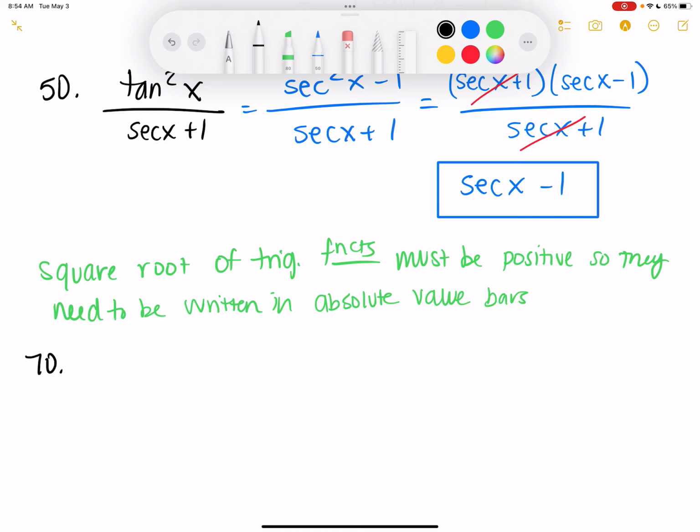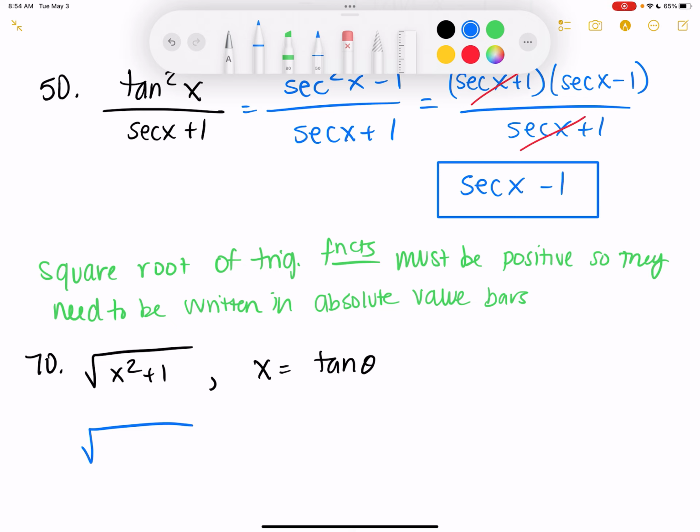So 70, the problem is the square root of x squared plus 1. We're told that x is equal to tangent of theta. Why didn't they just write tangent squared of theta? Who knows? I don't care if you do that when you go to do it. So would you just put it in for x?